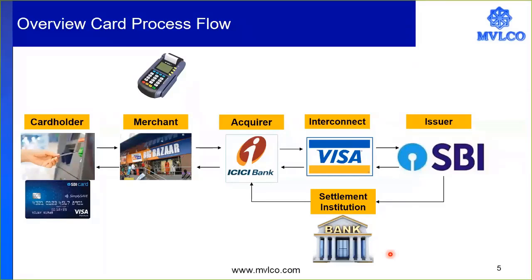And let me tell you, in India, this is not RBI. So in each country, it would be some other bank. It could be your private bank or some other kind of bank. So in this case, the settlement institution will essentially move money from SBI to ICICI. And that is how the entire transaction flow would get completed. So this is the basic theme of a card process flow.